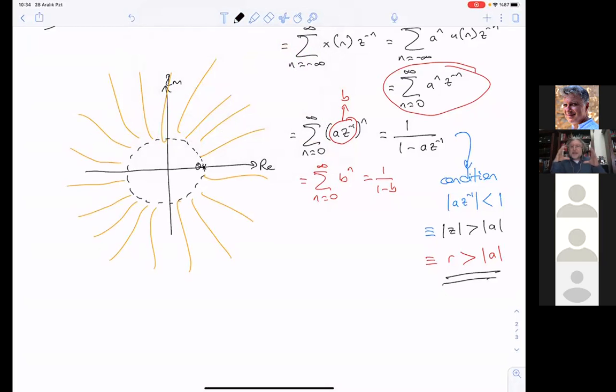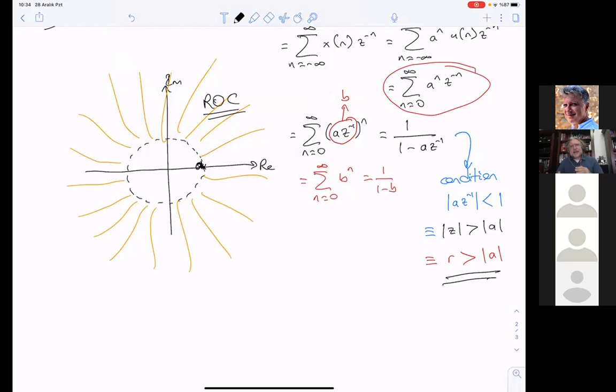Any circle with a radius greater than this A will be a valid solution. R is greater than A. So these yellowish-orange lines correspond to the region of convergence for the existence of the Z transform. The region of convergence is R greater than A, or the absolute value of Z is greater than A.